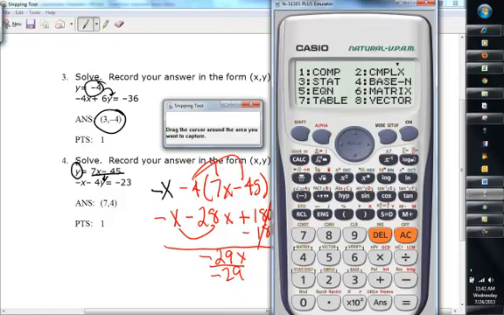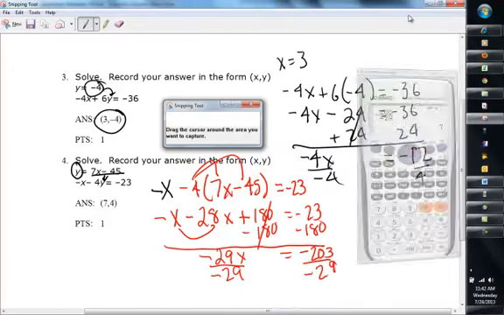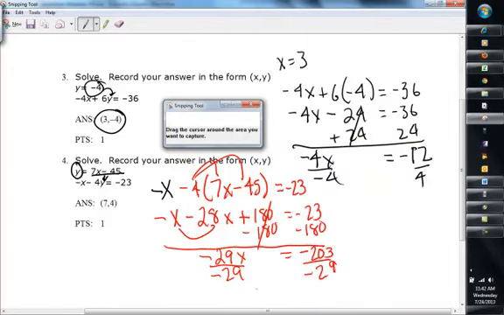Let's see, mode 1. Negative 203 over negative 29 is positive 7. So x is 7. So y equals 7 times 7 minus 45. 7 times 7 is 49. 49 minus 45 is 4.